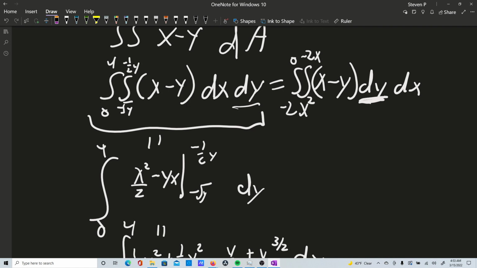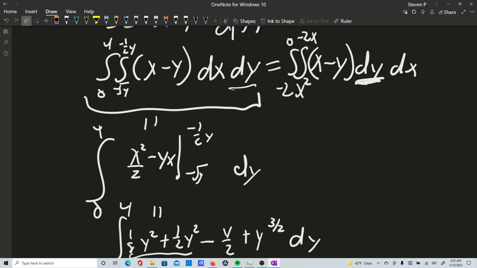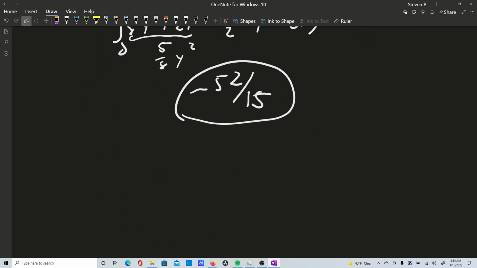But yeah, the point is when you're integrating with respect to x, you can treat y as a constant, and vice versa, right? Basically, the idea is, hopefully you're all familiar with what this notation means. This notation just means plugging in the bounds of minus 1/2 y and minus root y to get rid of the x's. But anyways, the next part is basically asking you to find the average value over this domain.